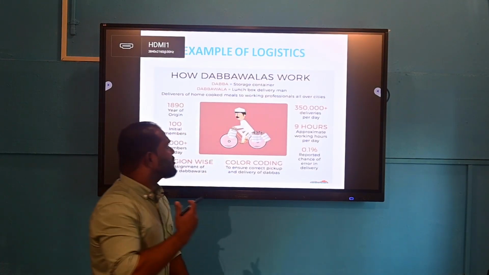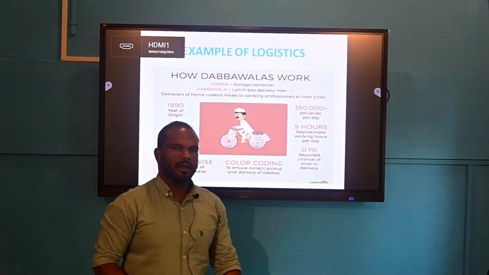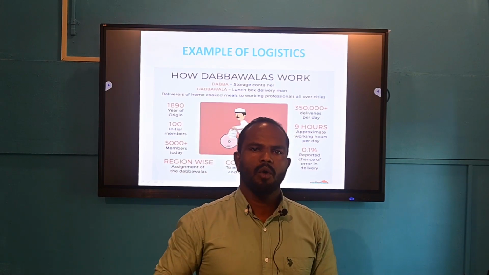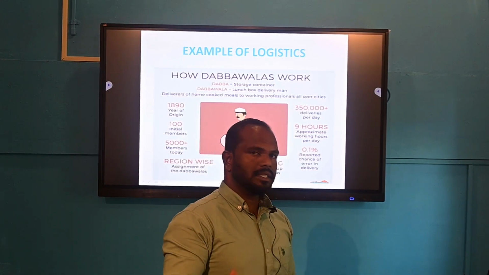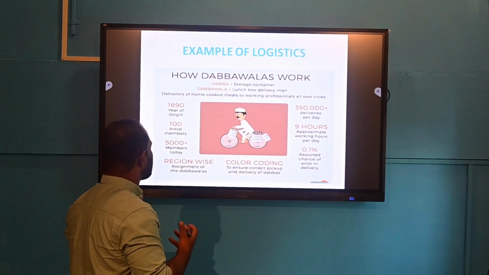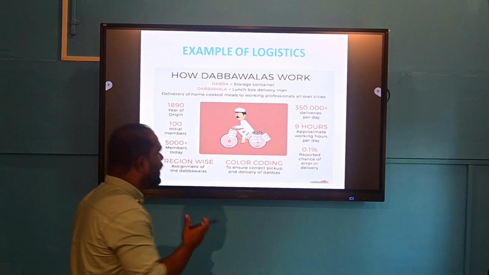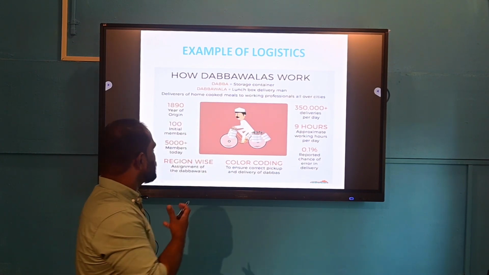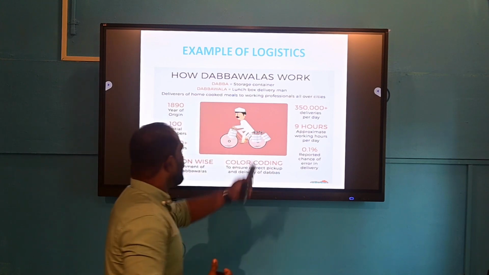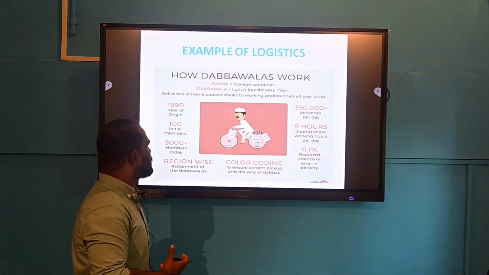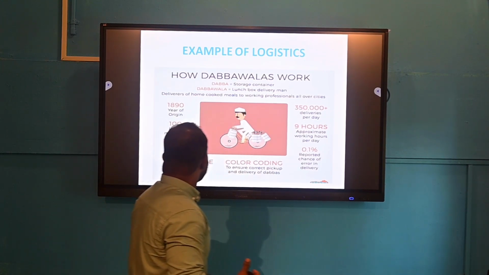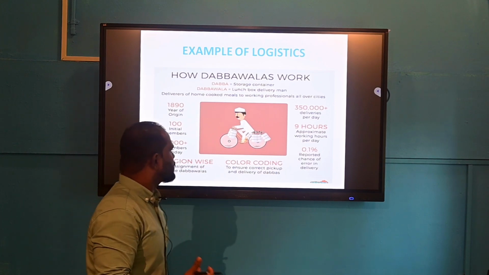Okay, this is the best example of logistics in the world. Logistics is a movement of goods and services. This is the first and foremost basic example of logistics management: the Mumbai Dabbawalas. I think somebody knows these Dabbawalas. Dabbawalas means the professional food delivery system in Mumbai.